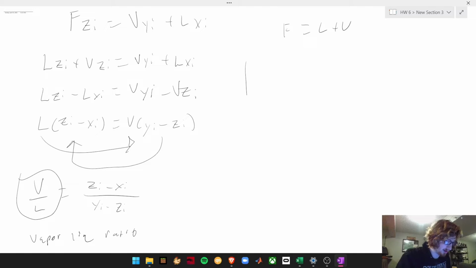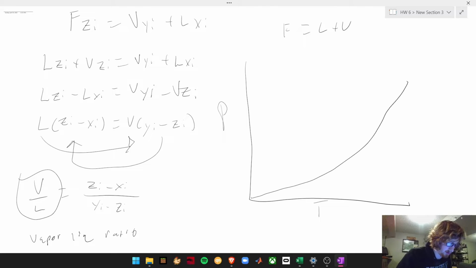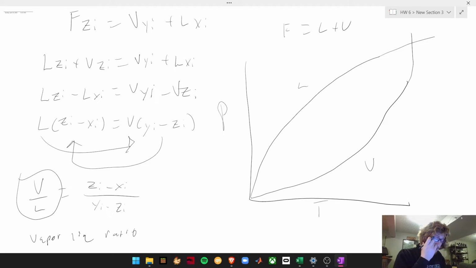So if we have a PT diagram, and we have our vapor and our liquid curves, and it looks something like that. And then obviously this is vapor, this is liquid, and then in here would be some sort of mixture. And we start off at a certain point, Z. Actually, I'll just call it Z, X, and Y.